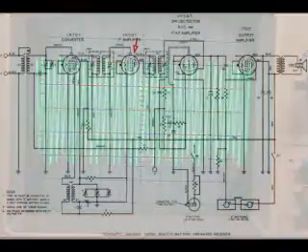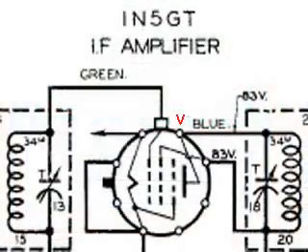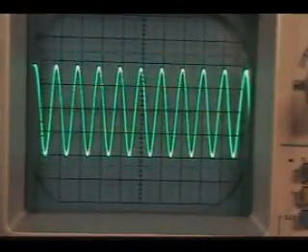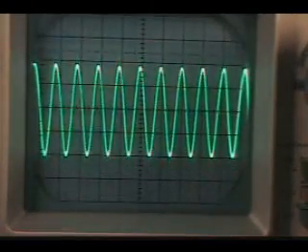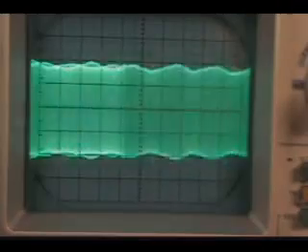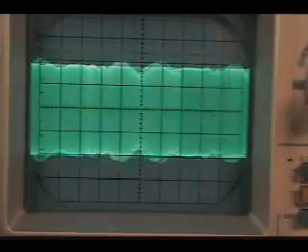I'm now moving the lead to the plate of the 1N5. And at this point, there's a lot more signal, so I'm going to have to turn down the scope. But we're going to do the same thing here, change between RF frequency and audio frequency so you can see both at this point. The carrier here is 455 KC, the intermediate frequency. As you can see, it's a nice modulated carrier.